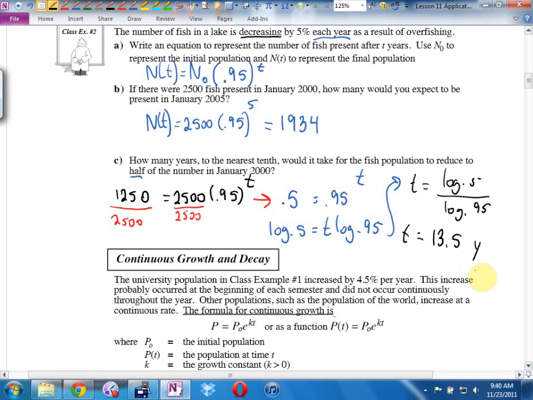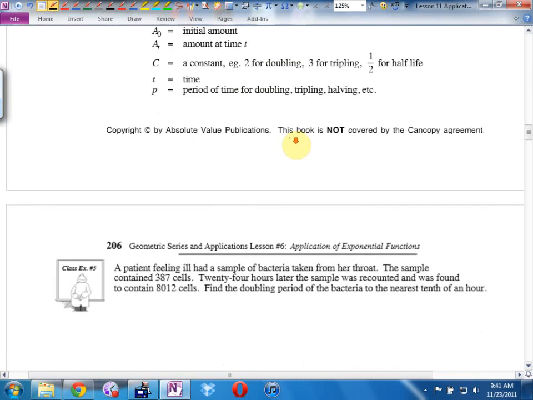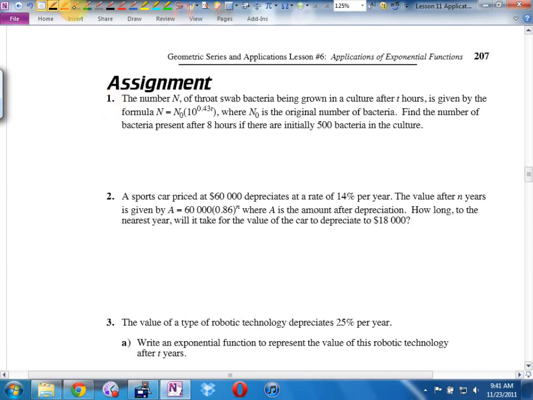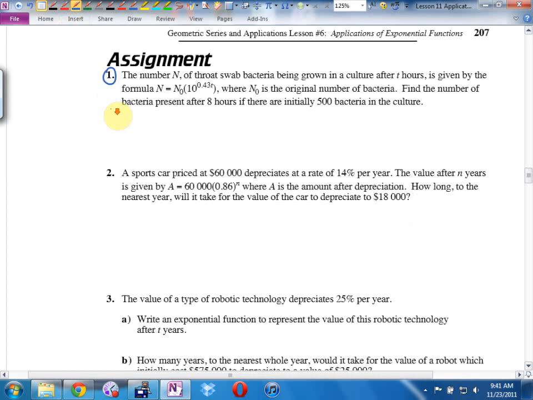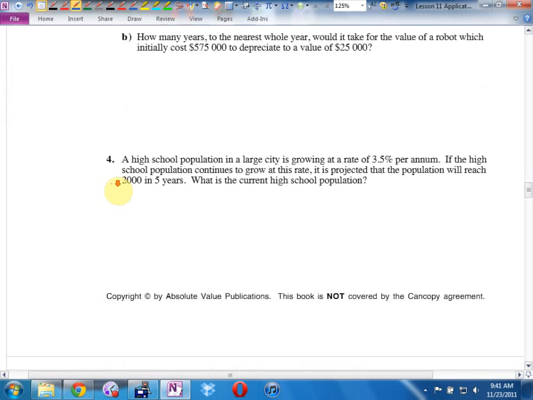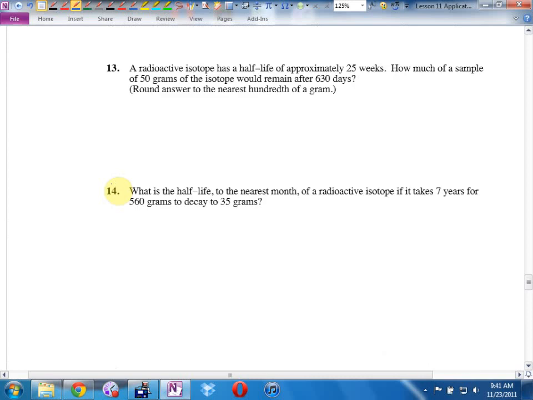You okay? Good. We're going to come back to continuous growth and decay in a second. What I'm going to assign you for homework right now is questions where they're giving you the equation. We have been deriving the equation, which is the tricky part. We're going to practice that way more when I see you guys next. But for now, if you turn to page 207, you can do number one, number two, and I think for now, that's going to be it. Okay.